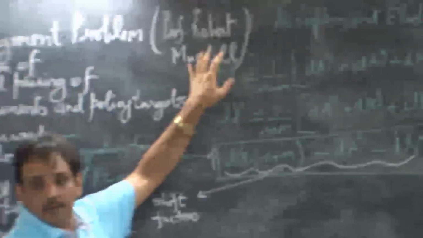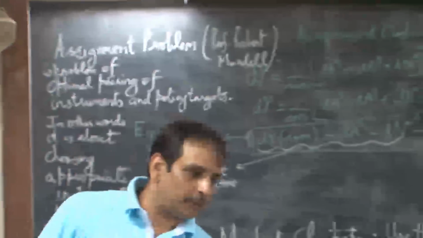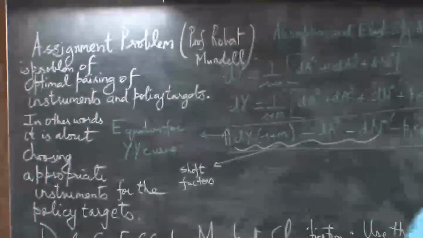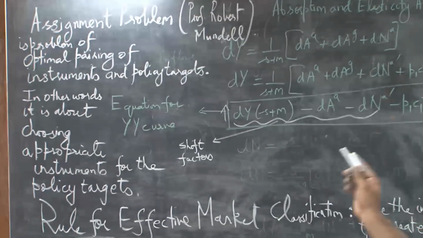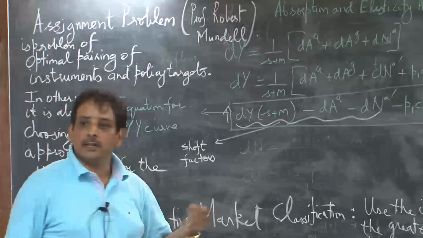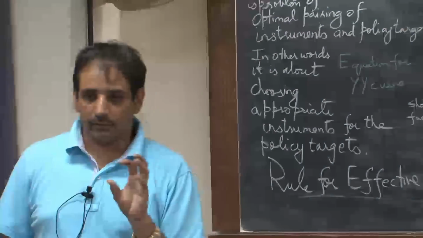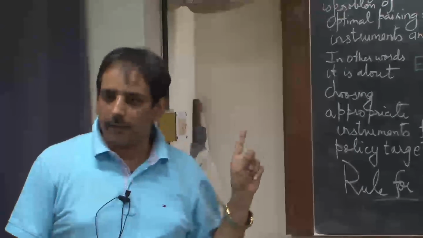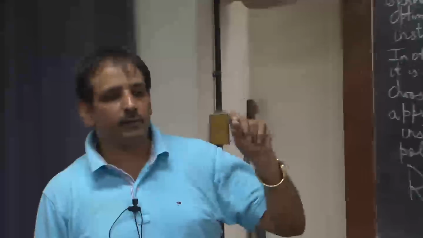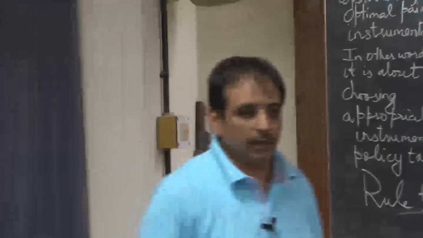He is the Nobel laureate in 1999, just a year after our own Professor Sen got the Nobel. So his work was appreciated because of his work on currency unions, which in international economic parlance is called optimum currency area. So we're going to talk about optimum currency area.